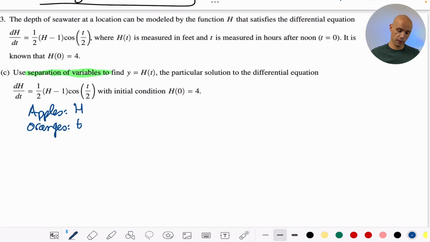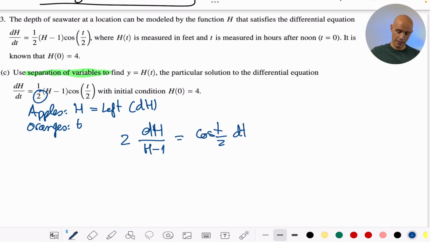So the point is, we have to put things on one side and the other side. For instance, we decided to put this on the left, and the reason is because you have DH. So DH, let's put all the H's here. Now I'm also going to put the number 2 here because I don't want to have quotients. I forget about quotients sometimes. And then cosine of t divided by 2, and then dt. And now the next thing that we have to do is to integrate, right? That lovely thing that we like to do.